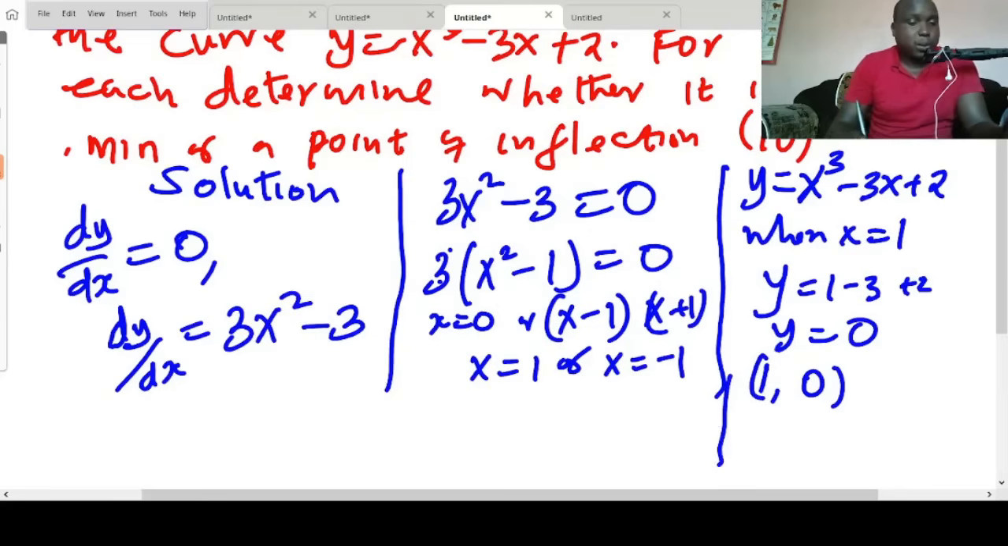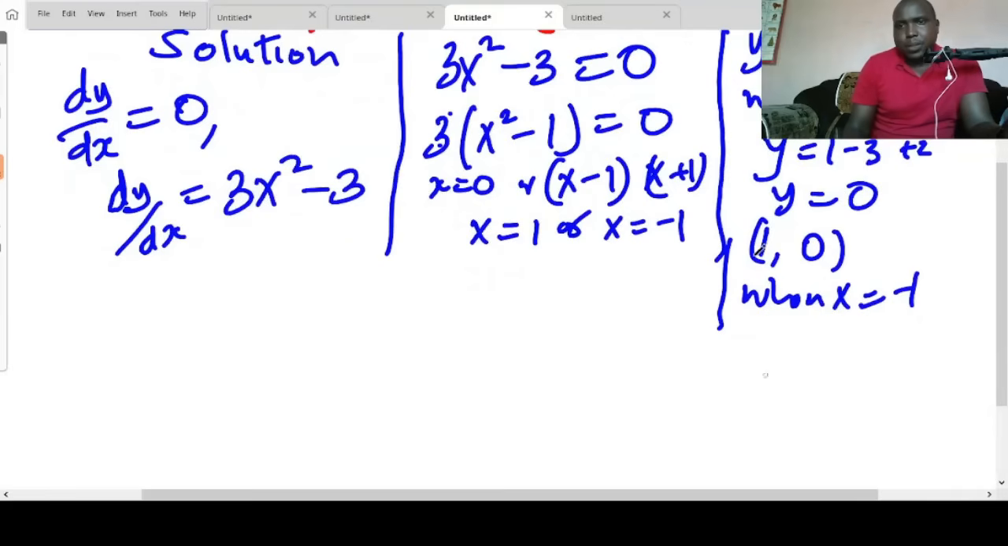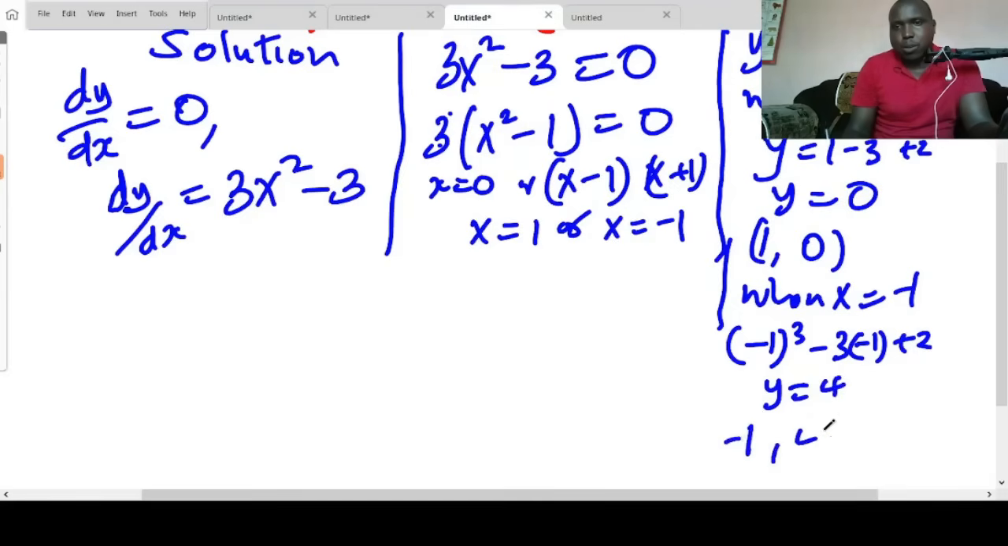We will have two stationary points because we have two values of x. Next is when x is equal to negative 1. When x is equal to negative 1, we substitute there again. So that one will be negative 1 cubed minus 3 times negative 1 plus 2. So this one is going to give us y is equal to 4. The other point we are going to have is (-1, 4). So now we have two stationary points.